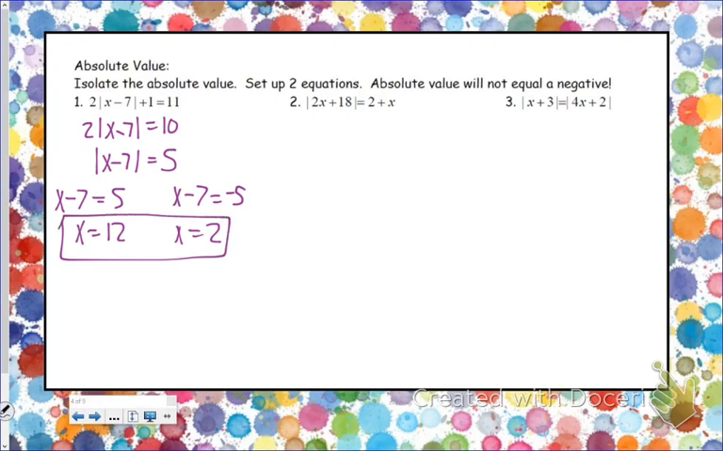Let's go ahead and try number 2. So I'm going to set up two equations. 2x plus 18 equals 2 plus x. And I'm going to set up the equation 2x plus 18 equals, let me put it down here.